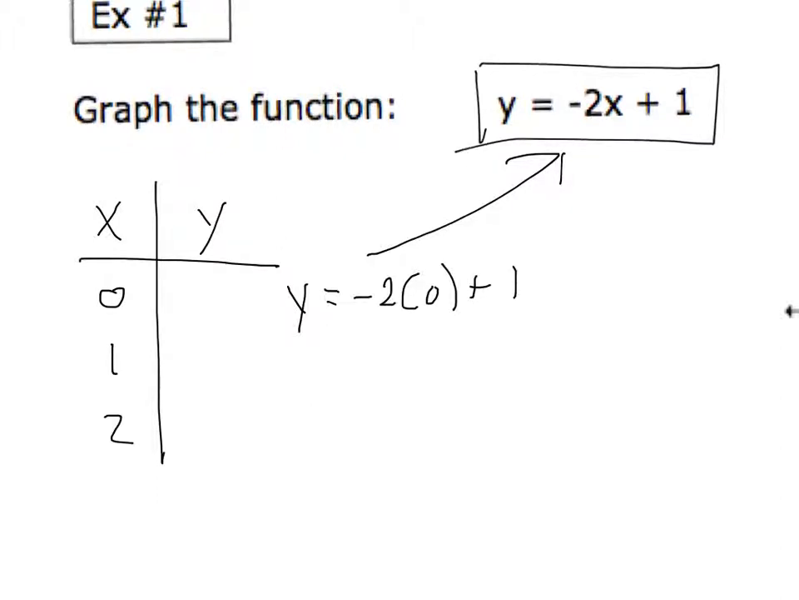Okay, so minus 2 times 0 is 0. And if we add 1, we get 1. So our y value would equal 1. And let's do this for each of them.